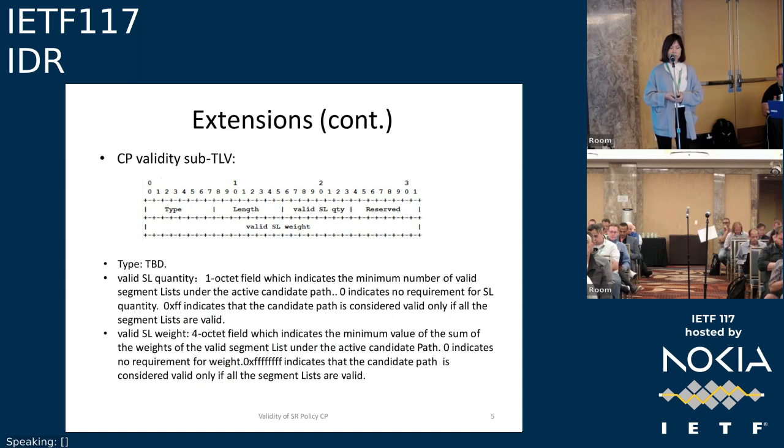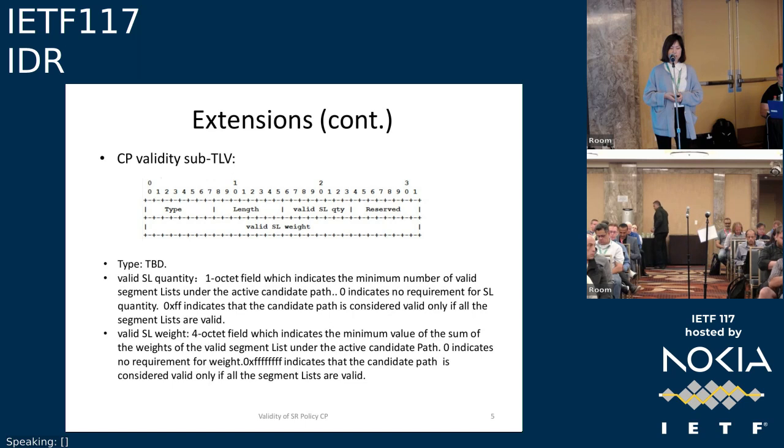This is the format of the CP validity sub-TLV. It mainly includes two parameters. The first one is valid segment list, valid SR quantity, which indicates the minimum number of valid segment lists in the active candidate path. 0 indicates no requirement for SR quantity. 0xFF indicates that the active path is considered valid only if all the segment lists are valid.